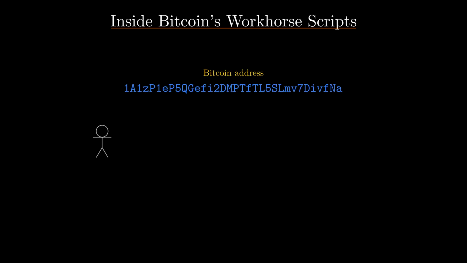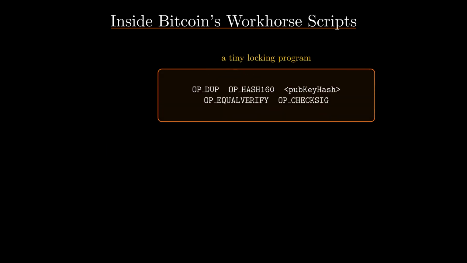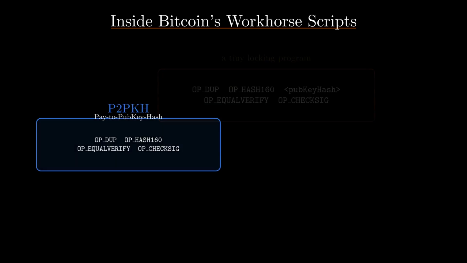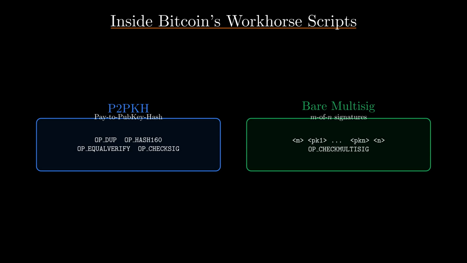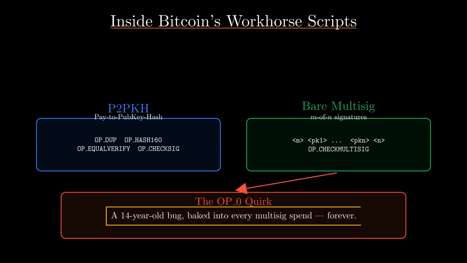When you send Bitcoin to someone's address, you're not sending it to a person, you're locking it behind a tiny program. Today, we'll dissect Bitcoin's two foundational locking scripts, P2PKH and bare multisig, and we'll uncover a 14-year-old bug baked into every multisig spend that the network is now stuck with forever.